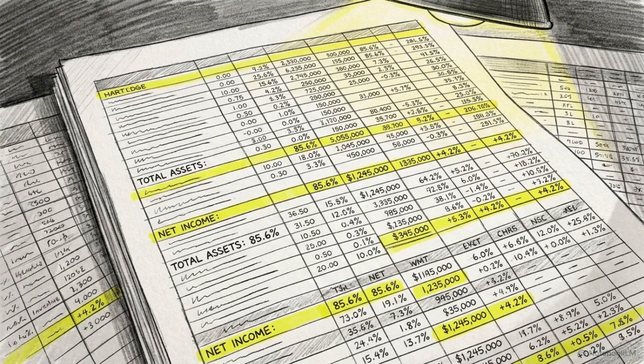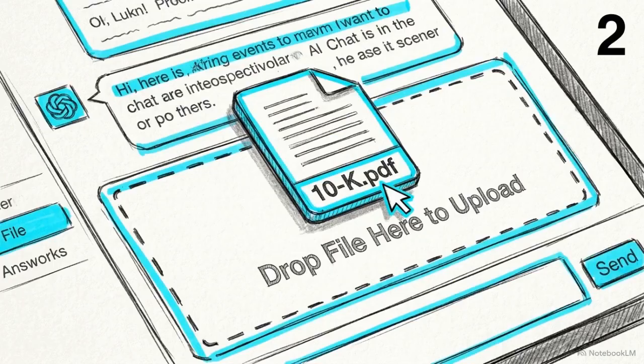Acquiring this unfiltered financial data gives us the raw material. It is the necessary foundation for discovering a high-leverage outreach angle. Step 2. Upload that raw 10K PDF directly into your AI tool.